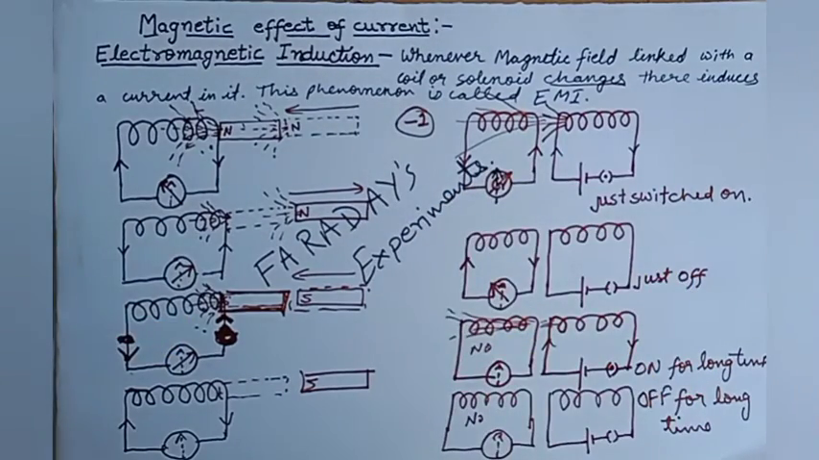So in the next video, we are going to cover the electric generator, which is also called a dynamo, and it is totally based upon this electromagnetic induction fact. And the direction of current we will assign by using Fleming's right hand rule in that dynamo and all that.